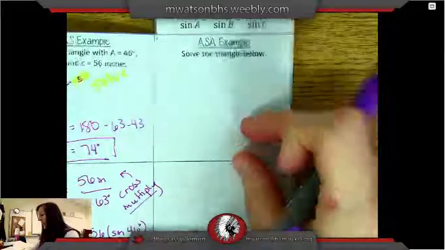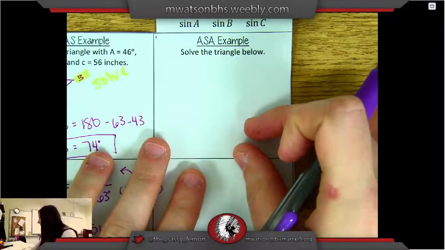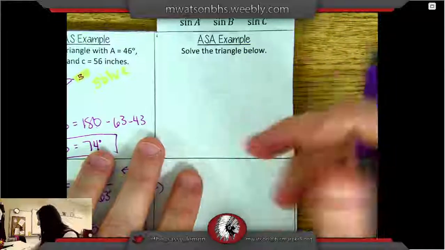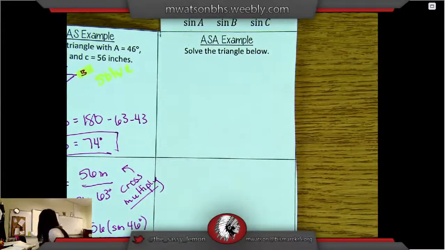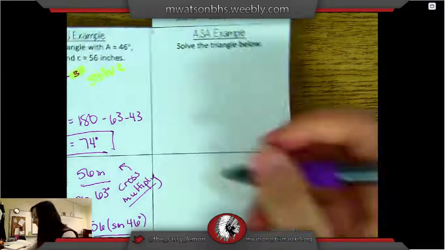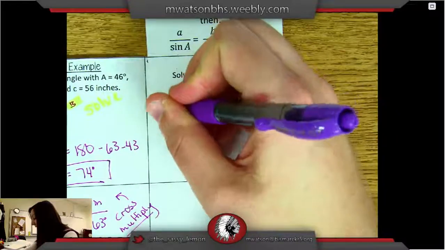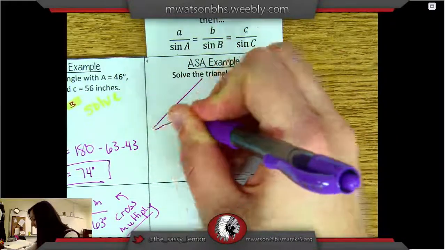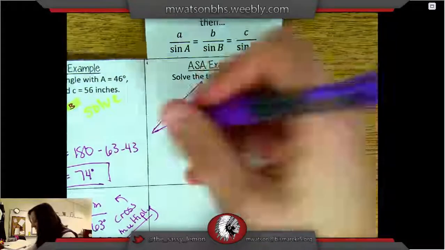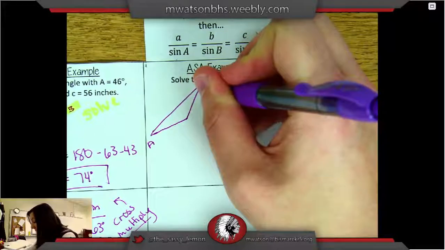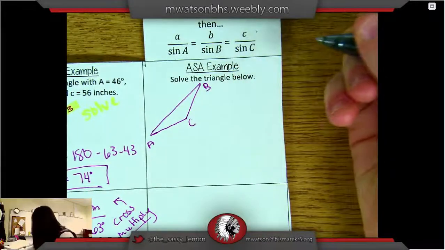Alright, so it says solve the triangle below. And there's no triangle. So, let's go ahead and draw one, a triangle that looks like this. And we've got A down here, B up here, and C in the middle.